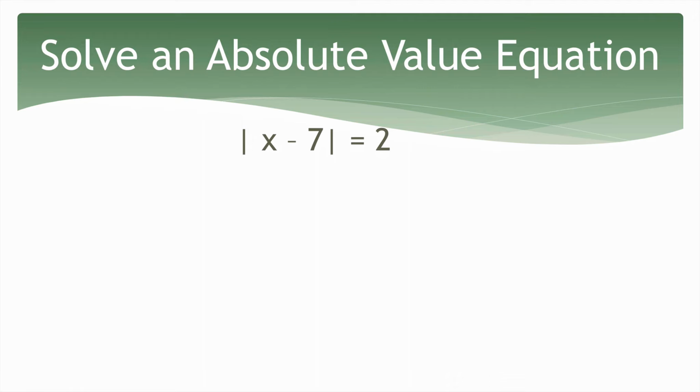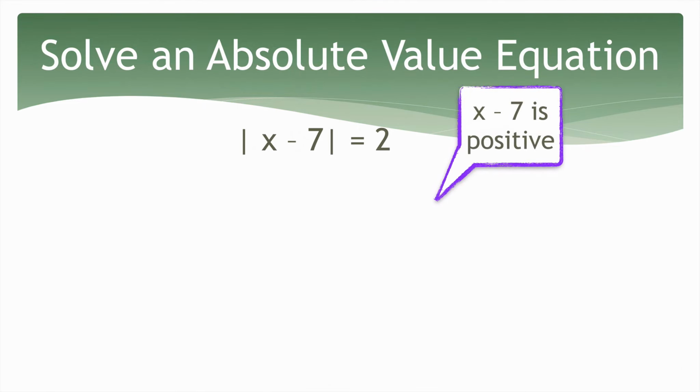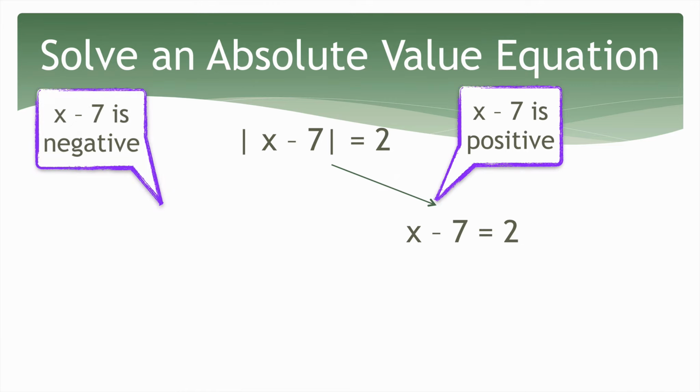So look at the absolute value equation, the absolute value of x minus 7 equals 2. That quantity inside the absolute value could be a positive number, or it could be a negative number. Using the definition we just talked about, if that quantity is a positive number, then we don't do anything to it. So we just leave it as x minus 7 is equal to 2. If, on the other hand, that quantity is a negative number, we take its opposite. So we would take the opposite of x minus 7 equals 2.